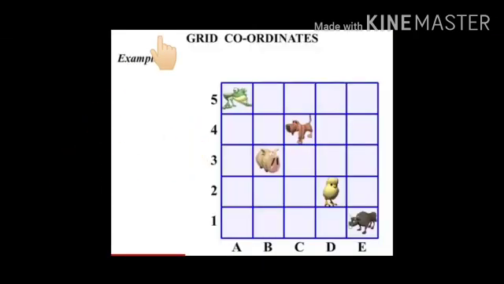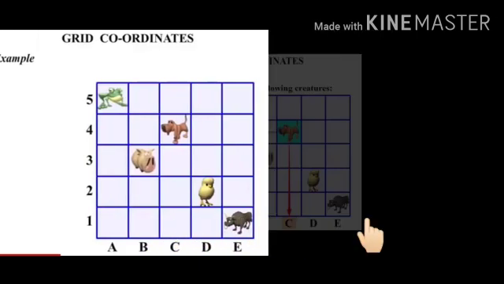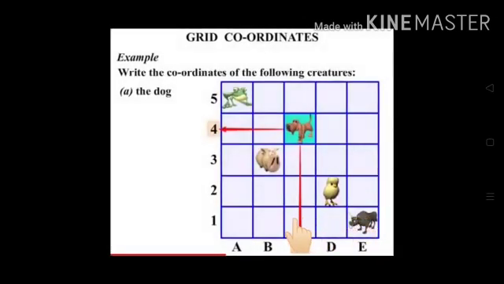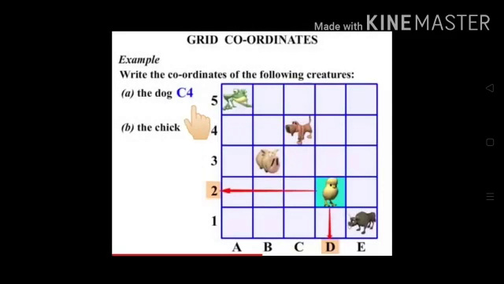Now children, there is one more grid. We will find the location of these animals. Okay. Rows are marked as 1, 2, 3, 4, 5 and columns A, B, C, D and E. We will find the locations. First of all children, location of dog. Tell me C and 4. Then what is the location of dog children? C4. Absolute location of dog is C4.